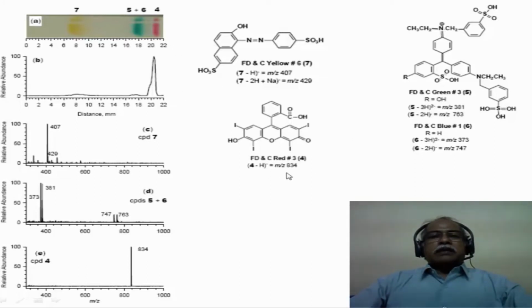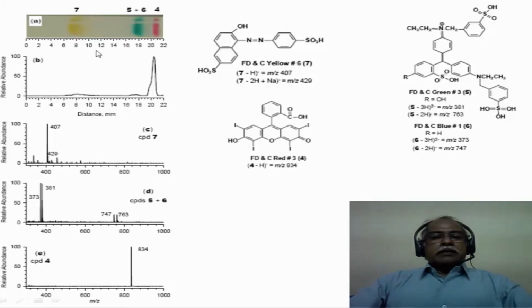Now if you select the mass of these dyes and run a chromatogram kind of a thing, you will see when the mass is selected to compound number 4, which is this one, for example 834, that gives a maximum peak around the distance of about 20 millimeter of the TLC plate. You can see here from 0 to 22 millimeter is the TLC plate length, and around 21 millimeter or so this part is there, which corresponds to molecular weight of 834 here.